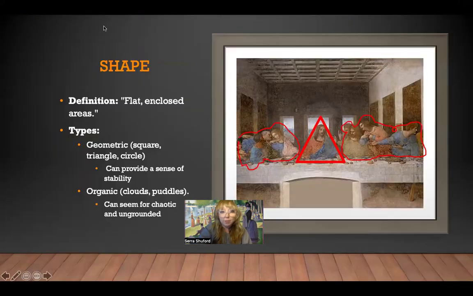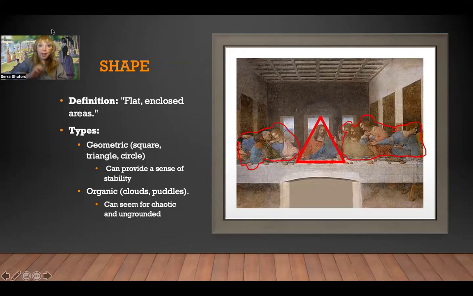Now, shape is our next element. And the definition of a shape is a flat enclosed area that is also two-dimensional. That's an important thing to note, is that shape is always going to be two-dimensional. Now, the types, you've got geometric, which are square, triangle, circle, and it can provide a sense of stability in an artwork. And the organic, like clouds and puddles, can seem chaotic and ungrounded.